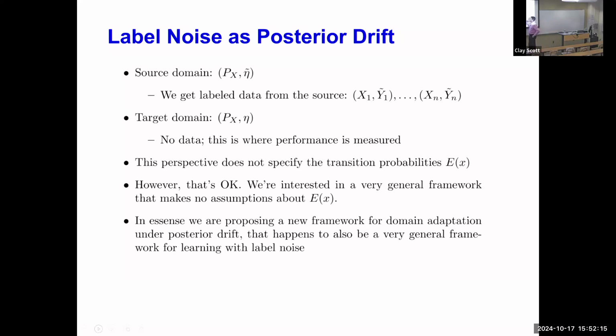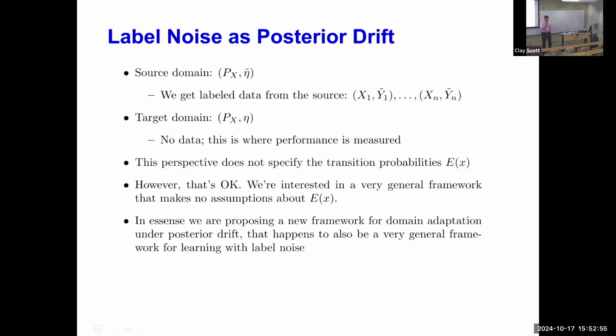So the source would be P_X with the posterior eta tilde. Eta tilde here is the noisy posterior. And the target is characterized by P_X and eta. So you'll notice they both have the same X marginal, which means we're in the setting of posterior drift. And in the setting I'm going to be looking at, there's no data available from the target domain.